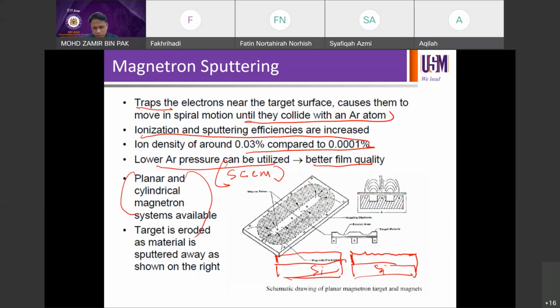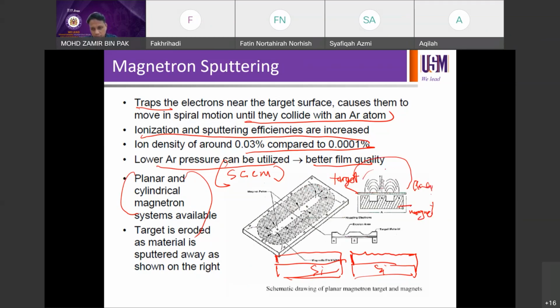So for example, if you see this, right? This is your target material. Target. Lakani magnet. This is the magnetron we're talking about. Behind the target. So ni plasma semua duduk kat depan ya. Plasma kat depan. Okay, plasma.